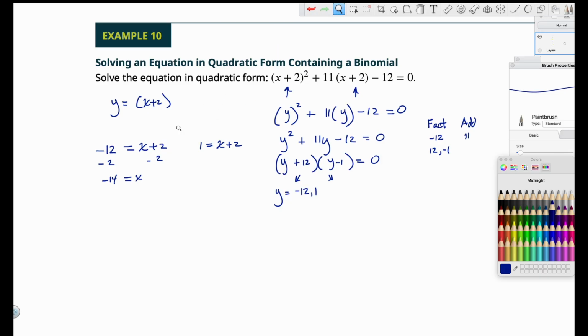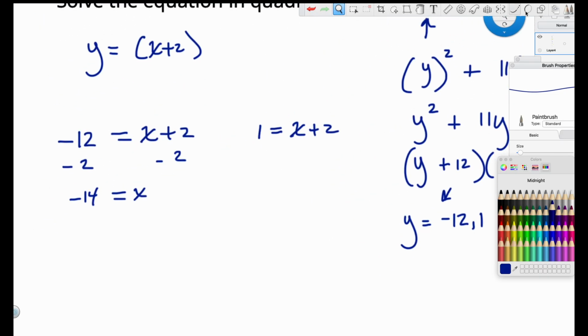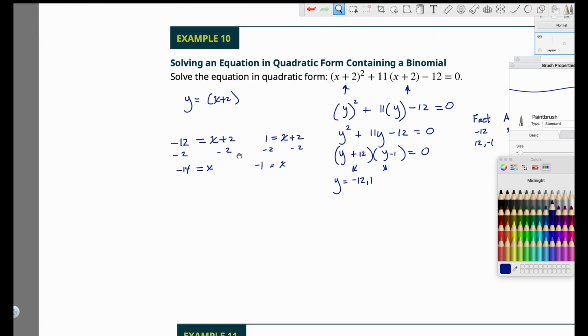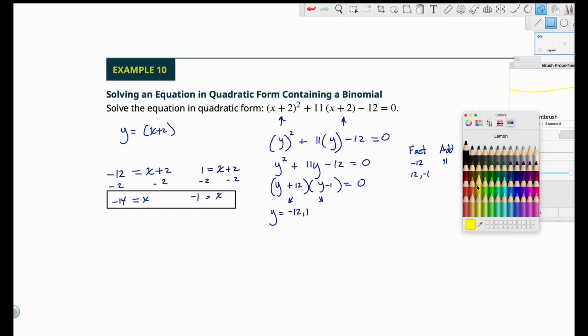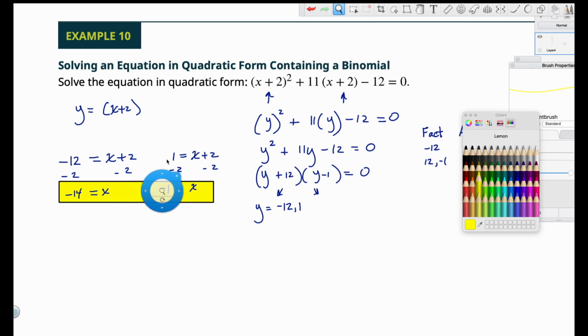So we got x is negative 14, or negative 1. And look, we got 2 solutions there. And we see that this is still a degree 2 equation, so we'd expect to get 2 possible solutions, and we did. We get two real solutions for this one. Okay?